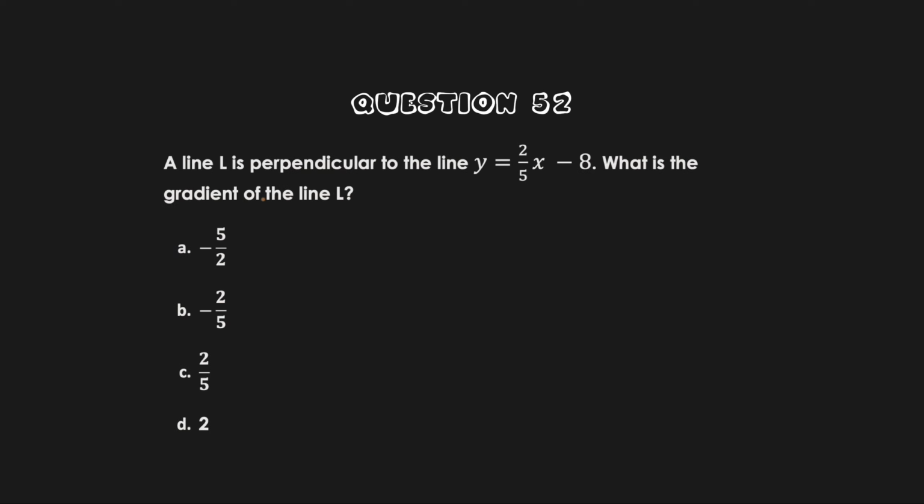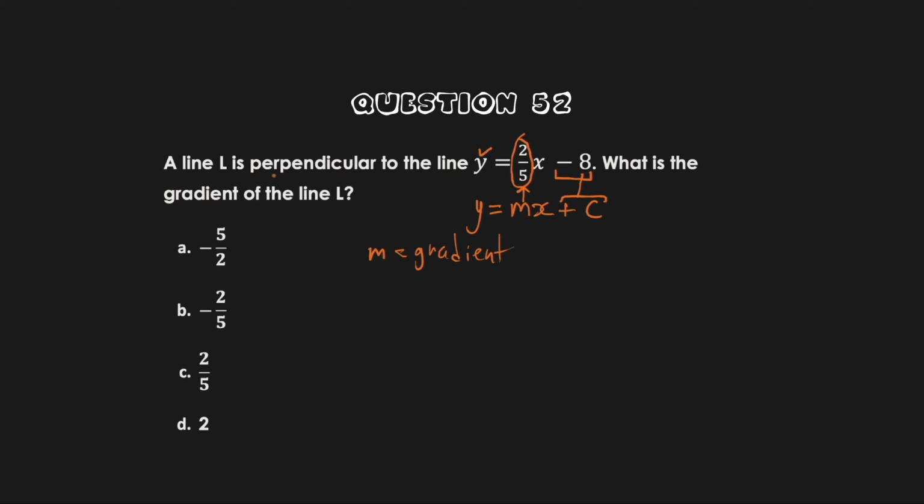A line L is perpendicular to the line y is equal to 2 over 5x minus 8. So what is the gradient of the line L? So first things first, we need to figure out what the gradient of this line is. So remember, in linear equations, y equals mx plus c. So m represents the gradient, and then this part is just the y-intercept. This only exists when y is the subject of the formula. In other words, y is by itself here.